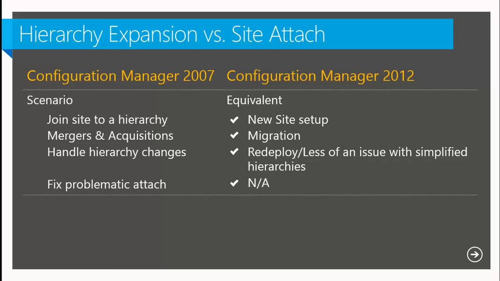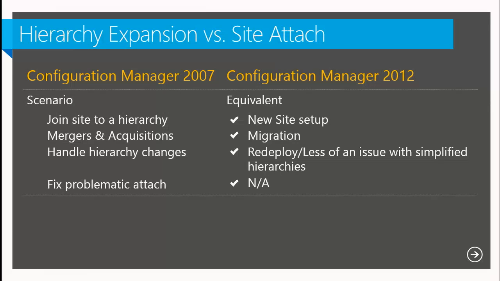The other was mergers and acquisitions. The scenario being that I have one 2007 environment. My company merges with another. They have their 2007 environment, and I would merge them together. And it sounds easy. It sounds nice that you could do that. And in 2007, that was actually a good solution, because in 2007, every single primary site was a pretty little snowflake. It had something unique about it that was different from every other primary site, even within the hierarchy.